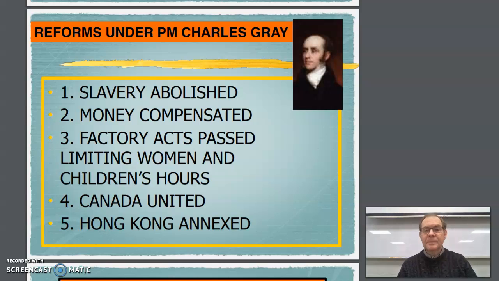Many reforms happened under Grey. Slavery was abolished in the British colonies. Money was paid to the former slave owners to keep their plantations going. Factory acts were passed that helped to limit women and children's work hours. Canada was united under one government overseen by the British. And Hong Kong was an Asian city annexed to become a major import-export hub for the British. And of course, the British built Hong Kong into a metropolis.